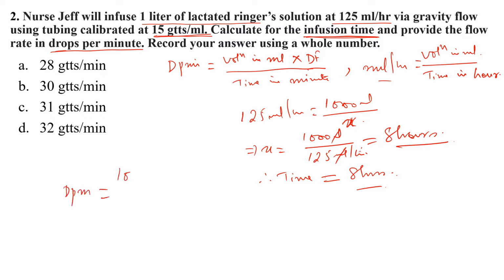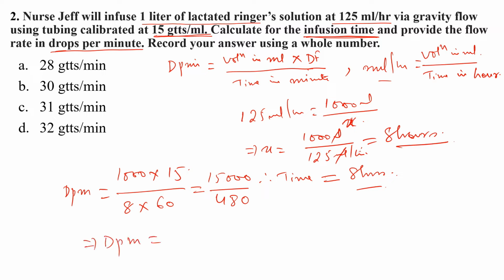The volume to be infused is 1000, multiplied by 15, the drop factor. The time in minutes is 8 multiplied by 60, since 1 hour equals 60 minutes. So 1000 multiplied by 15, we get 15,000, and 8 multiplied by 60, we get 480. From here, drops per minute equals 15,000 divided by 480, which is 31.25. To bring this to a whole number, it will be 31 drops per minute.